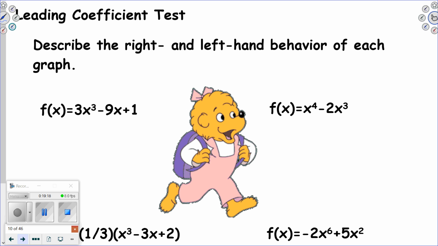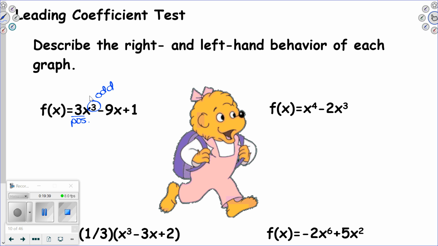So we can tell all of that just by looking at the equation. So describe the right and left hand behavior. Some teachers make you write on the left side it's going up, on the right side I don't care. Just draw me a sketch. I can see the left and right. That's all I need. So on this first one, it is odd, and the number in front is positive.